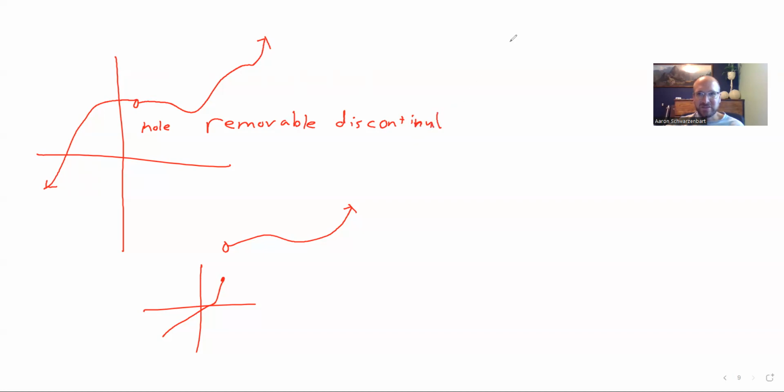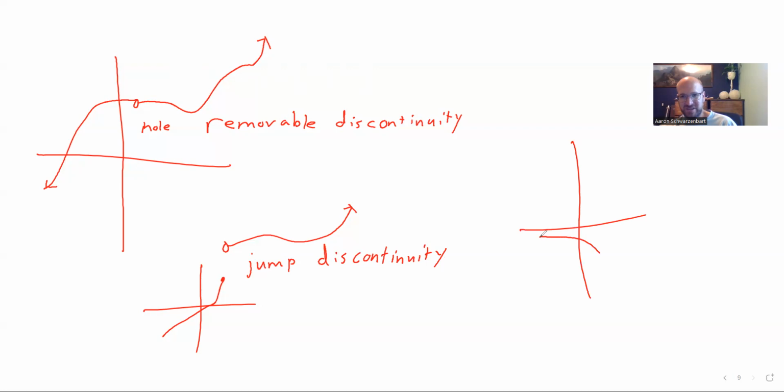Continuity. I should try to spell that right. This one here is called a jump discontinuity. And my last one looks something like what I had on the last graph, is called an infinite discontinuity because it goes to infinity on both ends of it.